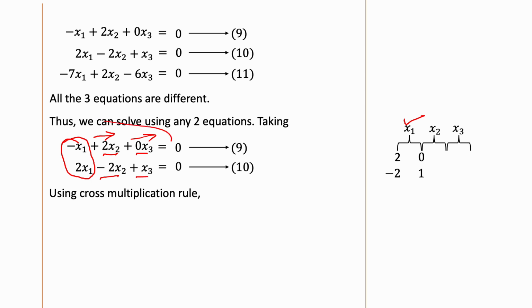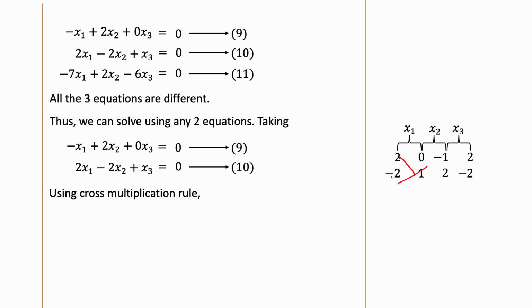Now go back to the start position. Once I come back to the start position, the coefficients are minus 1 and 2. Go to the right, here it is 2 and minus 2. So here I have written all the elements below x1, x2 and x3. If you simply cross multiply, you will get the answer.